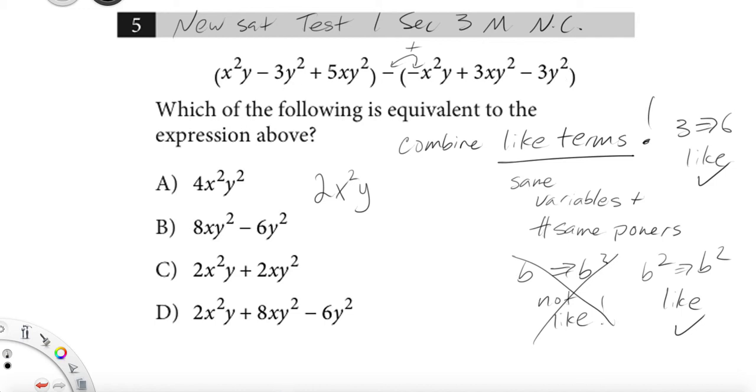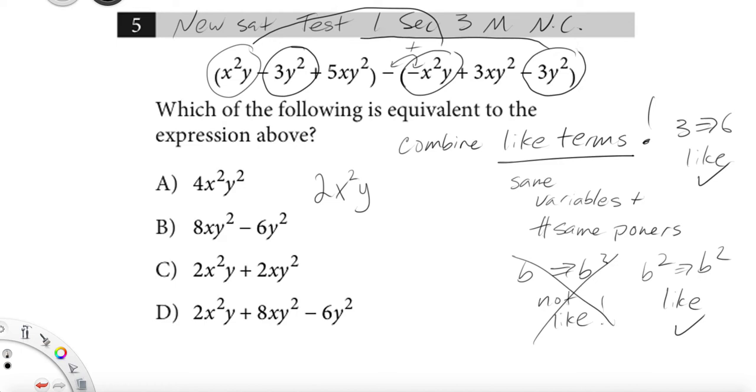I see 2 y squared terms, right? So let me give you some visuals here. So the first thing I did was I combined these two, and now I see 2 y squared terms. Notice that they're not in the exact same place in the equation. The SAT is not going to spoon feed it to you, but here they are.